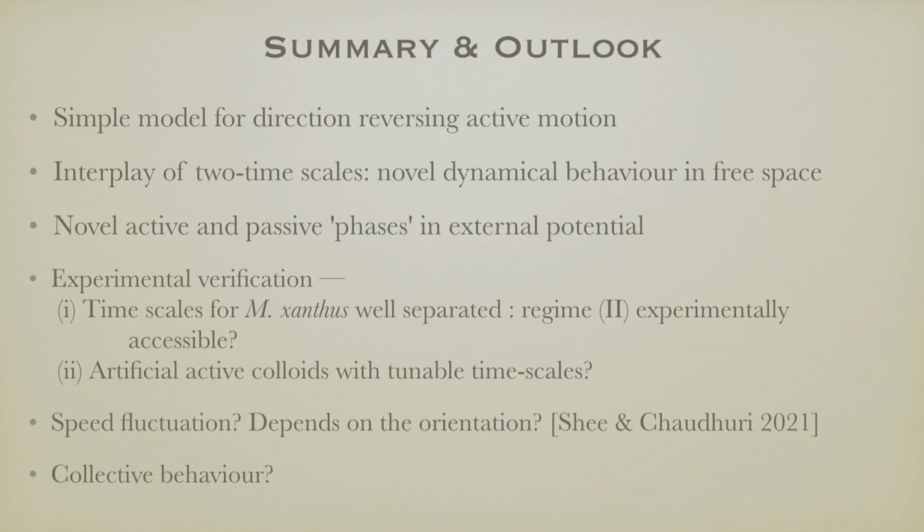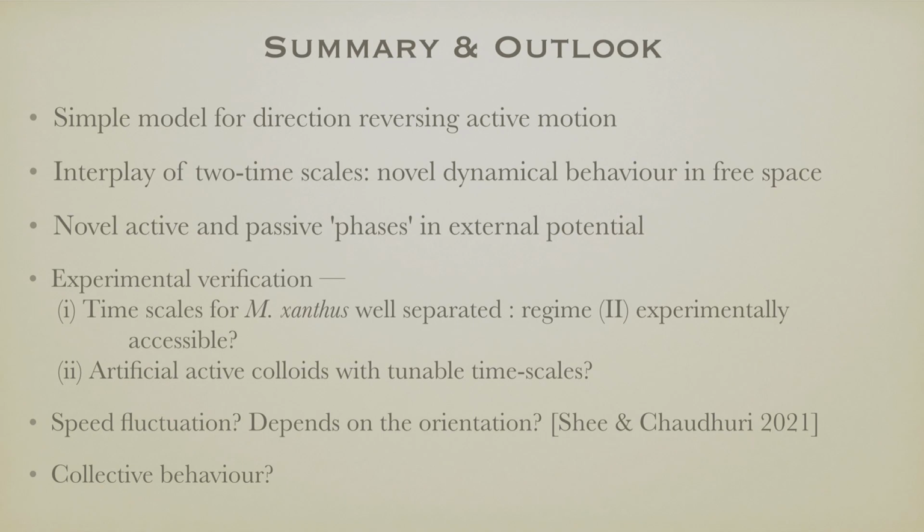So yeah, let me just summarize. I have introduced a very simple model for direction reversing active motion, and it shows certain interesting behavior, and depending on the relative order of the two time scales, we see the emergence of certain novel dynamical regimes. And in particular, in the presence of an external potential, we see the emergence of different new active and passive phases, where instead of the usual Gaussian behavior, we have a logarithmic divergence at the origin.